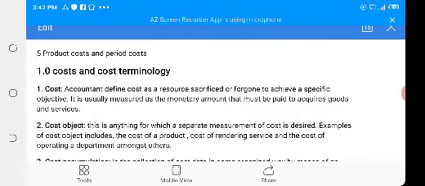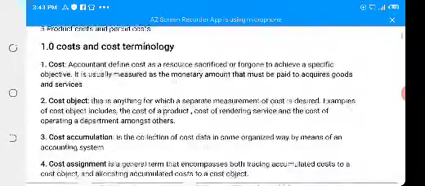That means if you want to produce a pen, for example, you need labor and you need material. Materials are the resources that you forgo in order to achieve that pen. So we are saying that material is the cost of the pen. The labor that works in the production of that pen is also the cost of the pen.